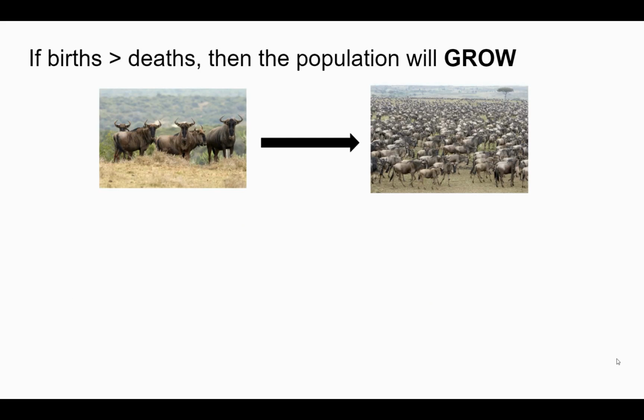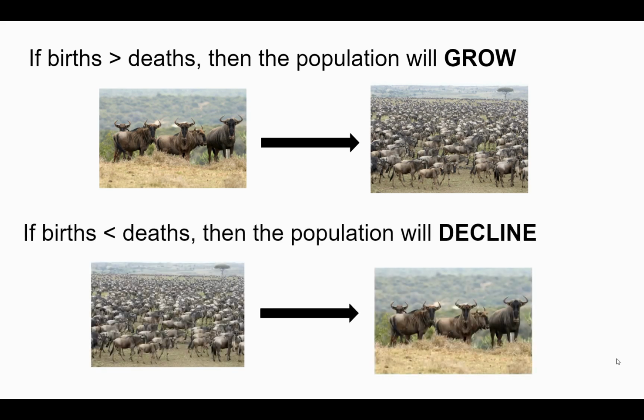Okay, if births are greater than deaths, then the population would be expected to grow. We'll be adding more animals or individuals than we were removing. But if births are less than deaths, then the population will decline because we're removing more individuals than we are adding. So let's do some sample math problems.